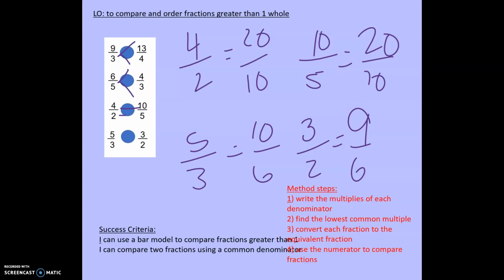And for 5/3 and 3/2, 5/3 should have been changed to 10/6. 3/2 should have been changed to 9/6. I'd rather have 10 chunks of a cake than 9 chunks of a cake, so I'm going to say that 5/3 is greater than 3/2 because 10 is bigger than 9.